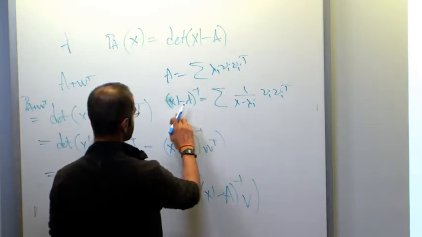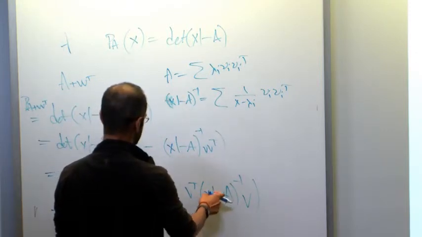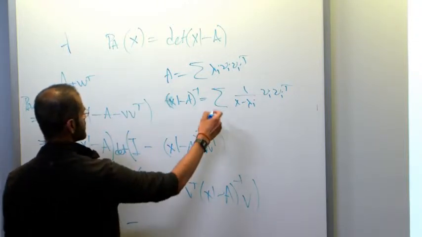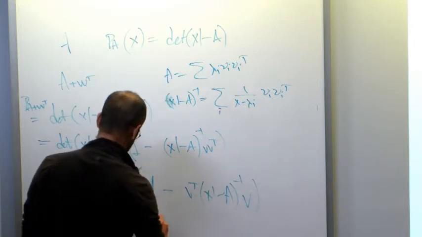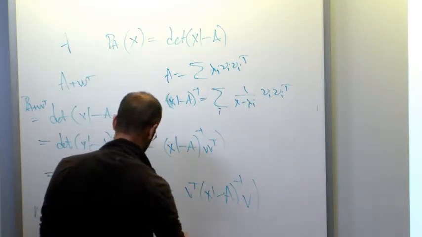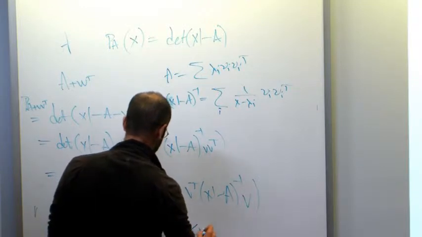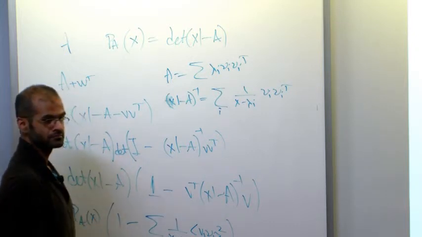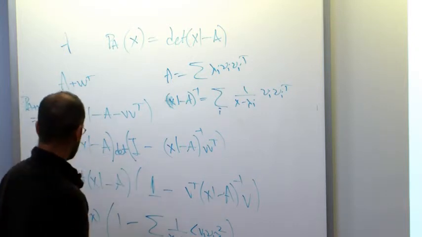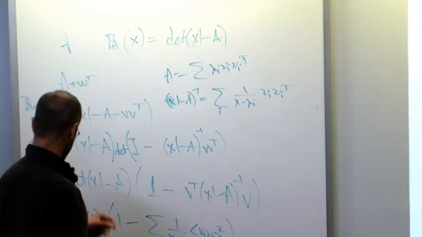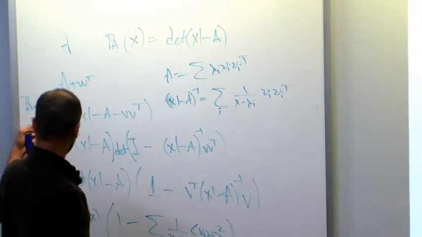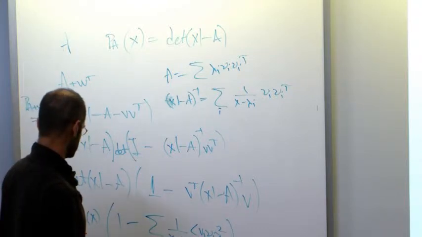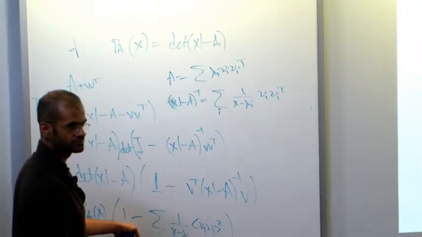So in particular, the quadratic form of this, when I look at V transpose (xI minus A) inverse V, I get 1 minus the sum of 1 over x minus lambda_i times the inner product of V with u_i squared, where the u_i are the eigenvectors. So what this is telling me is that the new characteristic polynomial is the old characteristic polynomial times this rational function. Right?